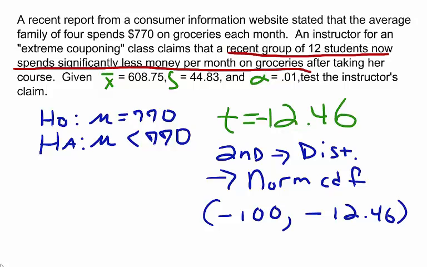When we calculate this, we get a probability value of 0. Comparing our probability of 0 to our alpha level of 0.01 or 1%, we can conclude that the sample evidence does support the instructor's claim that students save significantly more money on groceries after taking her course. In other words, we can reject the null hypothesis.